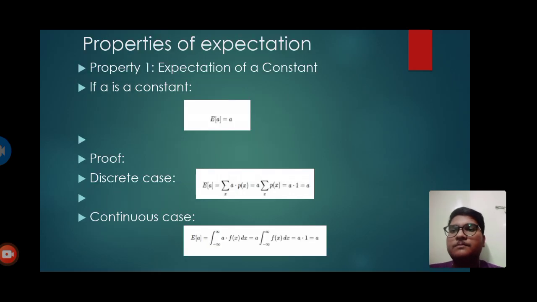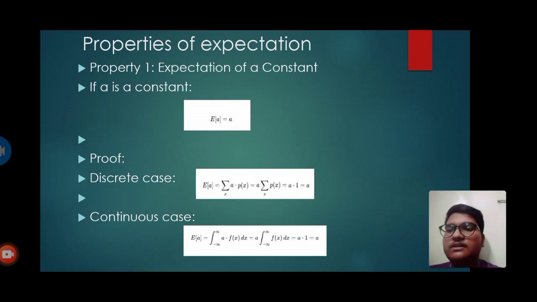Next, properties of expectation. Property 1, expectation of a constant. If a is a constant, then the expectation of a constant is that constant: E of a is equal to a. Proof: in the discrete case, E of a is equal to the summation of a times p(xi), which is a times the summation of p(x). As we know, the sum of probabilities is equal to 1, so a times 1 is equal to a.